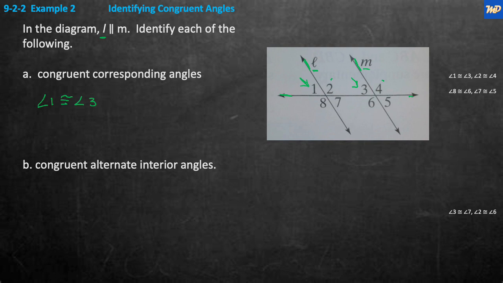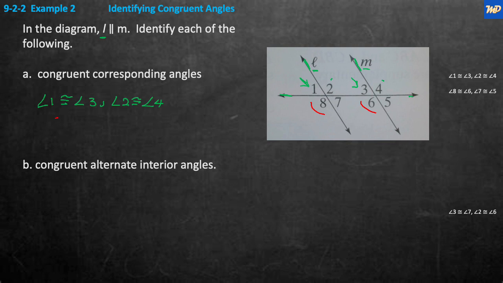Congruent corresponding angles. These angles are congruent: 2 and 4. Angle 2 is congruent to angle 4. Okay, that's these right here. And if you go on the bottom side, I'm going to change colors, go red, 8 is corresponding to 6. Well, in this consideration with parallel lines and a transversal, they are congruent.